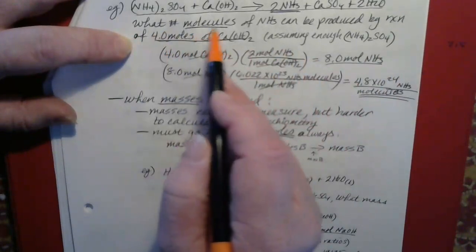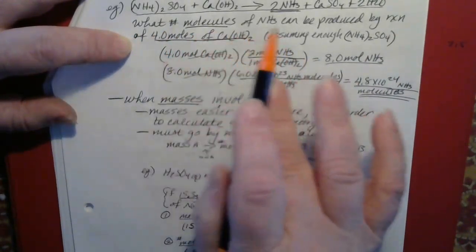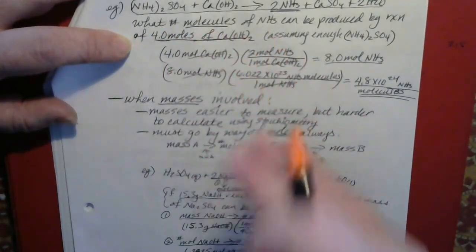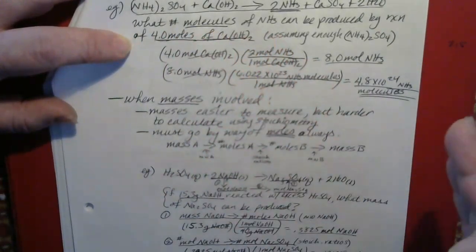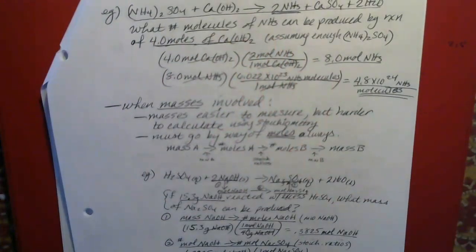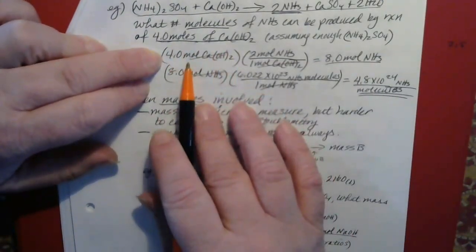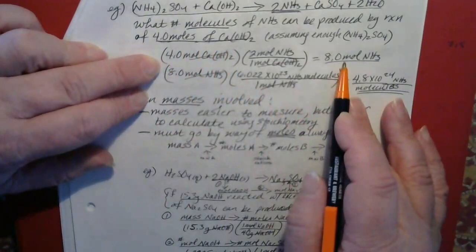But the question was actually how many molecules of NH3. So whenever you're doing stoichiometric problems, you always have to go by way of moles. And then before using moles and after using moles, you can use any other units that might be involved. Like in this case, we started out with moles of calcium hydroxide. So the first thing we want to do is convert to the moles of ammonia.